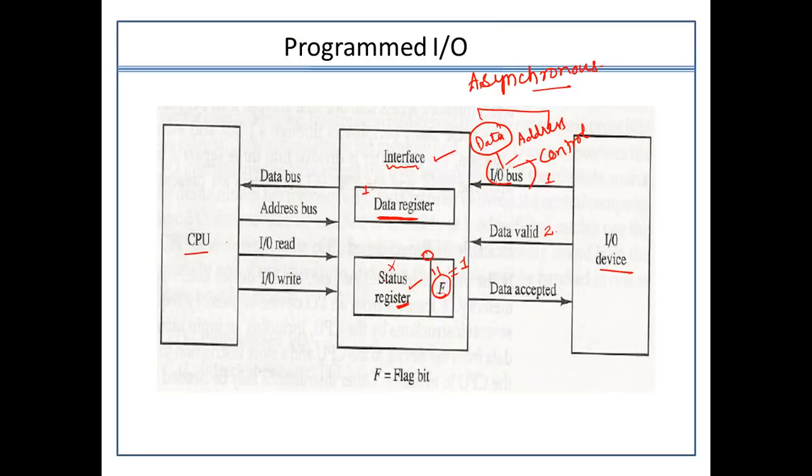Your processor needs to refer to the values or whatever command is available here in the status register and act accordingly. So the CPU will continuously have its focus on this flag bit, because this flag bit plays a very important role in making this entire data transfer a successful operation. Furthermore, depending upon the value of the status register, the data will be taken from this data register and placed on the data bus.